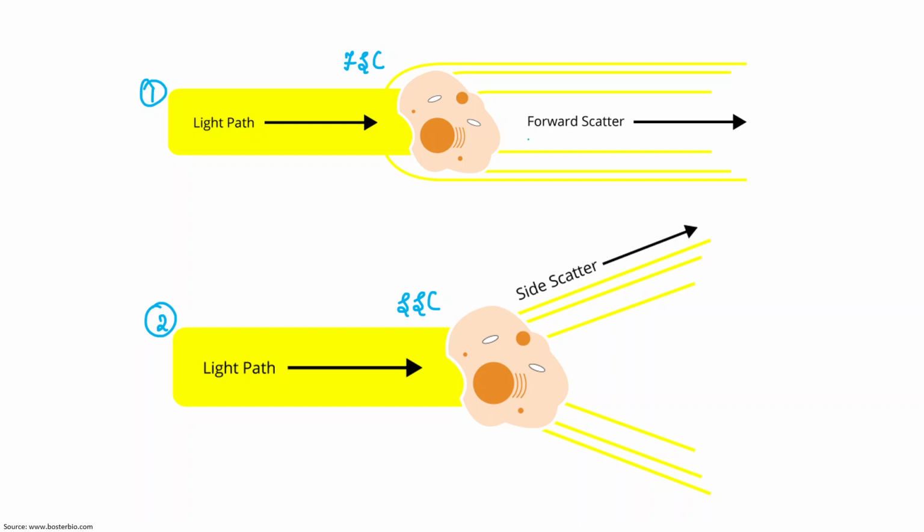So what is this forward scatter? Basically, it is the light which is refracted by the cell in the forward direction. As you can see, this is your cell and this light path is being refracted in the forward direction. Another thing you can see is that this forward scattered light is traveling in the same direction as your incoming light path, so there will be very little deviation from the light axis. This is your forward scattering.